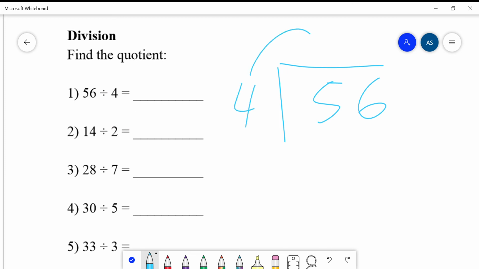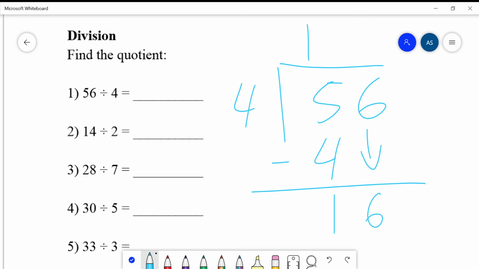And so we just look at how many times 4 goes inside 5, which is 1. And if you do 1 times 4, we get 4. Subtract it, and we're going to get 1. And because we didn't do anything to the 6, we're just going to bring it down. It comes right over here. Now, can we put 4 inside 1? We cannot. And so we're going to look at this whole number.